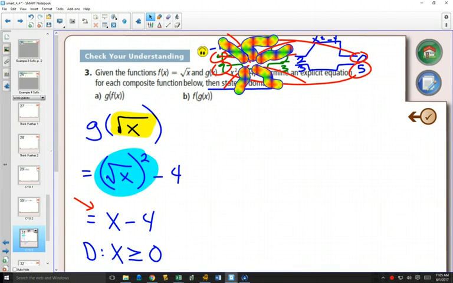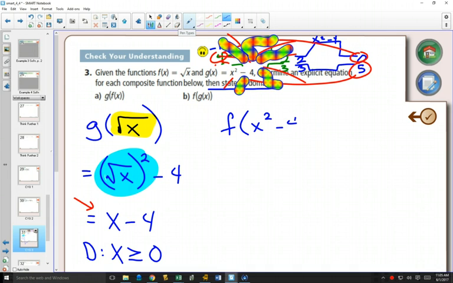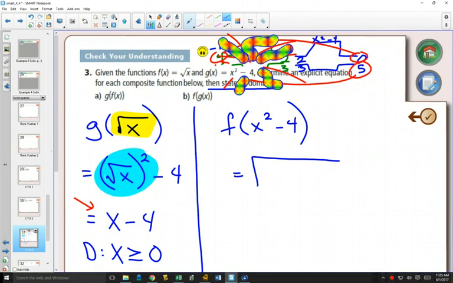Okay. The second one, f of g of x, well, g of x, there it is. G of x is x squared minus 4, so we would have f of x squared minus 4. Notice right now there's no restriction on the domain yet. X can be any number so far. And then whatever you put into f gets square rooted, so this will equal the square root of x squared minus 4.